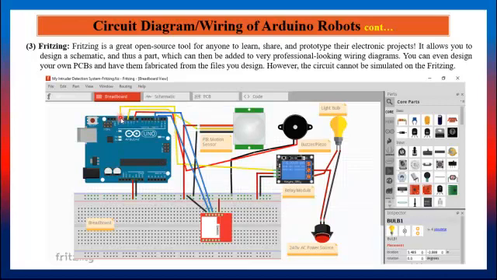Now this is simply the circuit diagram. Following this, I can just implement my system. So that's how important this circuit design is.